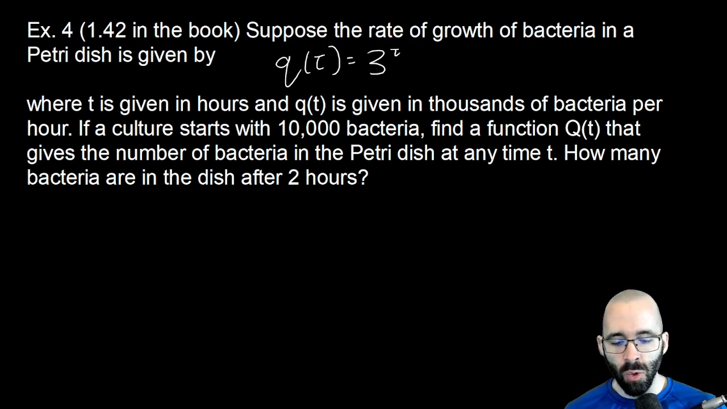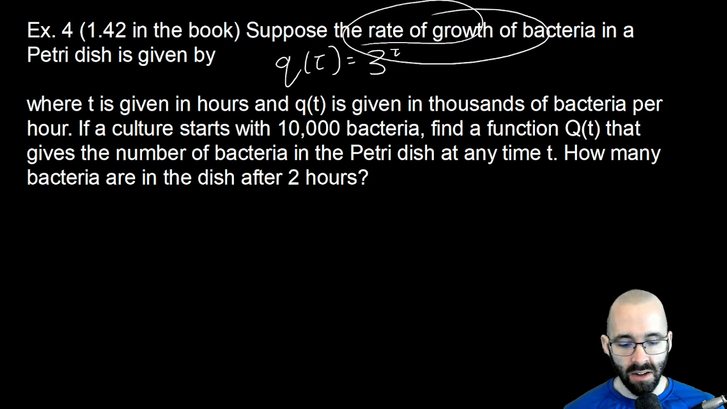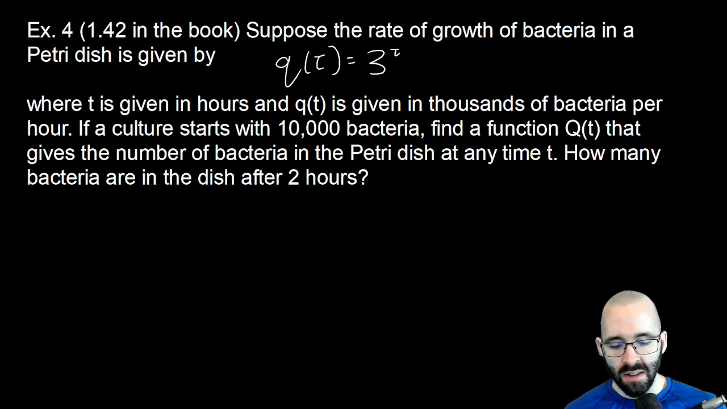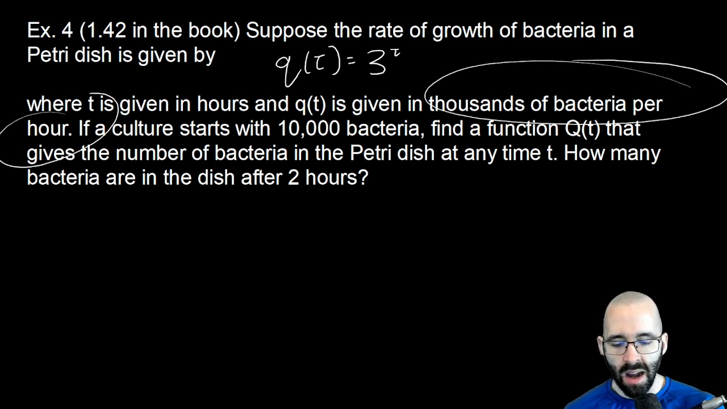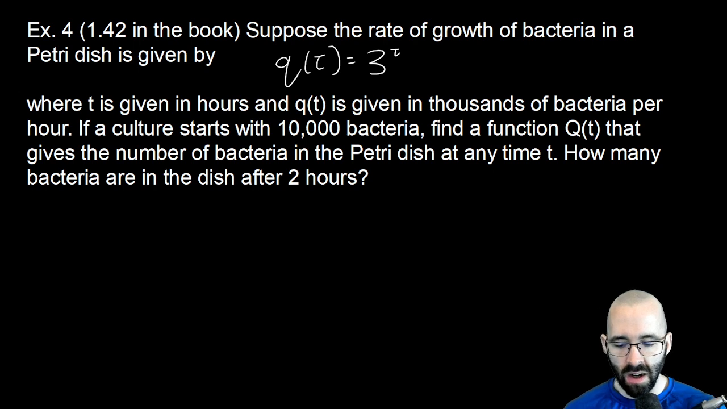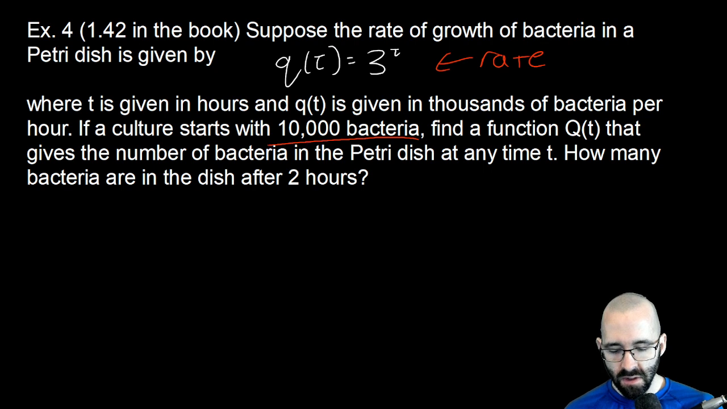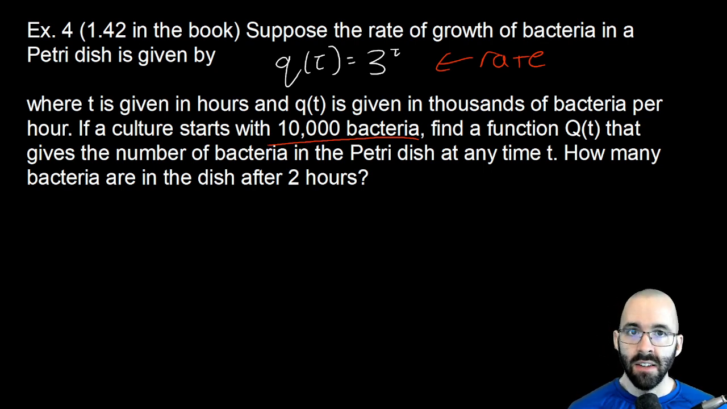Remember, Q is a rate here. Q is a rate, so the units of Q should be units for a rate: thousands of bacteria per hour. Q is a rate. Maybe write that down. It's a rate. If a culture starts with 10,000 bacteria, that's going to be useful. Find a function big Q of t.